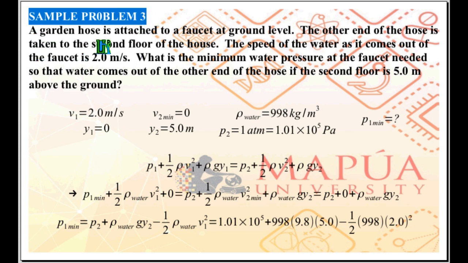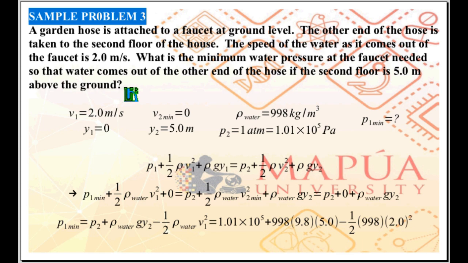A garden hose is attached to a faucet at ground level. The other end of the hose is taken to the second floor of the house. The speed of the water as it comes out of the faucet is 2 meters per second. The faucet is at ground level. What is the minimum water pressure at the faucet needed so that water comes out of the other end of the hose if the second floor is 5 meters above the ground?